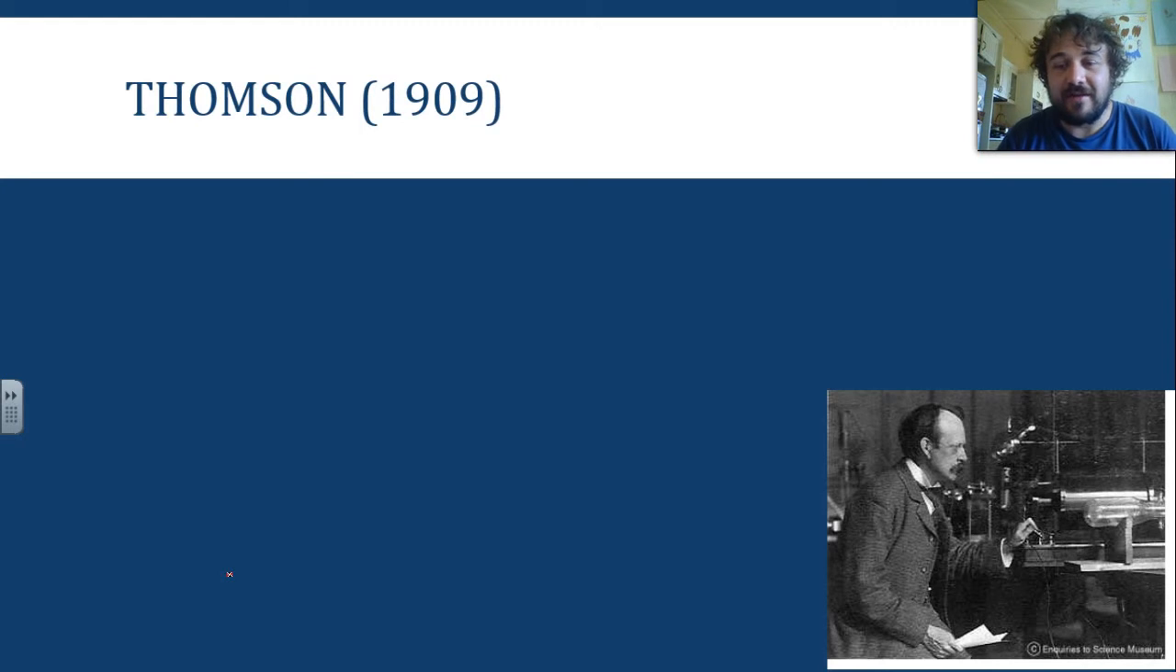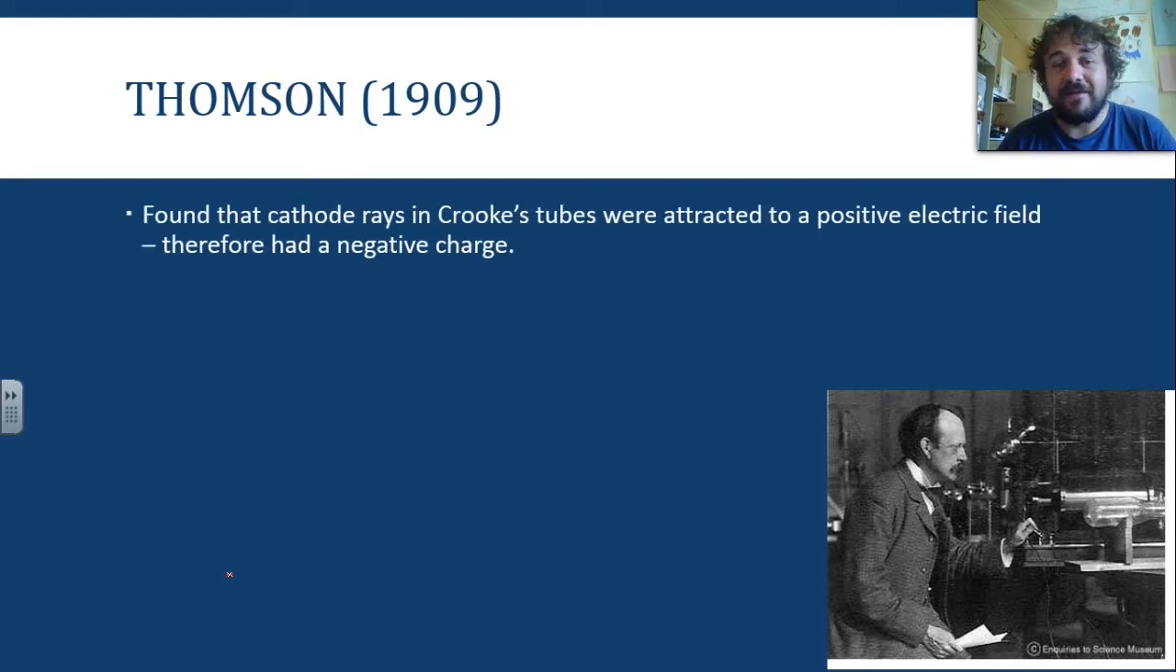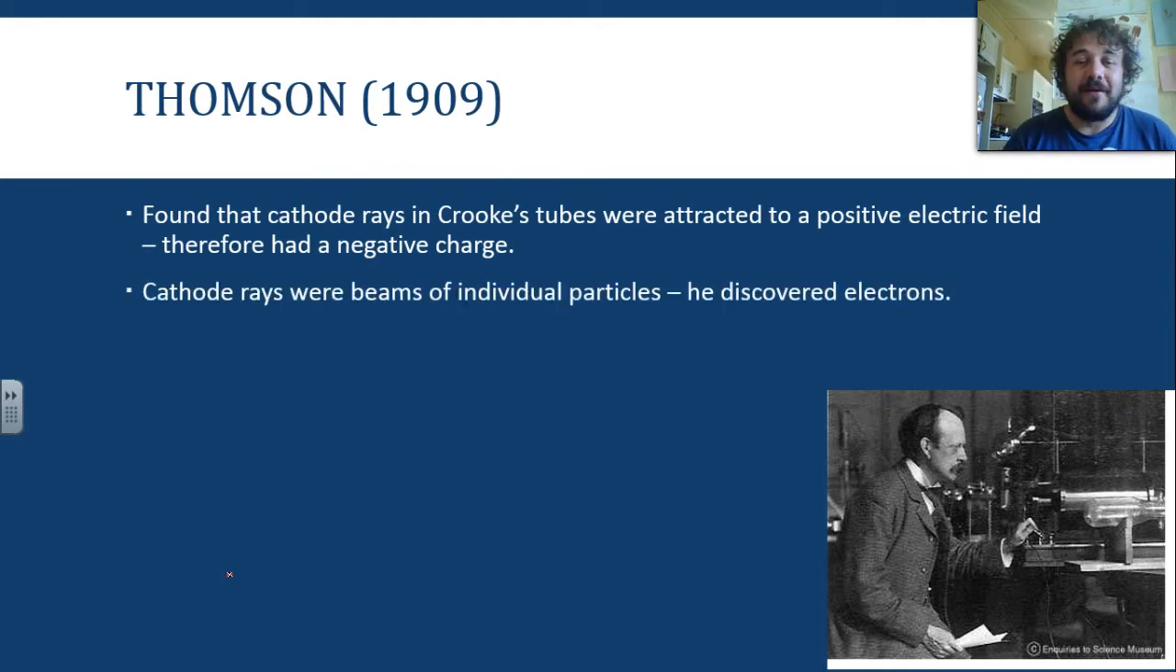All right, Thomson. Now, he's a man. We dig Thomson. 1909, he found that the cathode rays in Crookes tubes were attracted to a positive electric field. This means they have a negative charge. So if you're thinking, you already know what these are made of, these rays. But hang in there. So they were beams of individual particles.